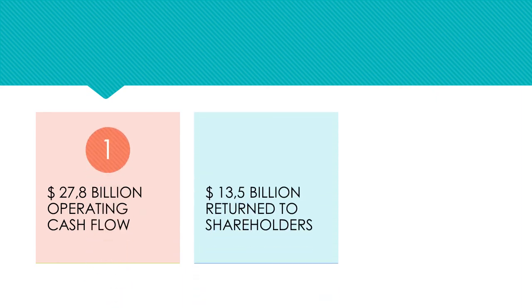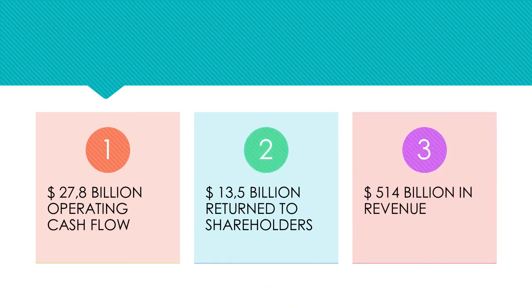To continue the annual report, we can say that Walmart has an operating cash flow of 27.8 billion dollars. For the return to the shareholders, Walmart has 13.5 billion dollars, and as revenue, Walmart made 514 billion.